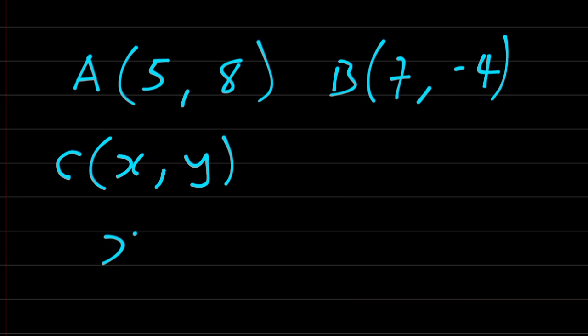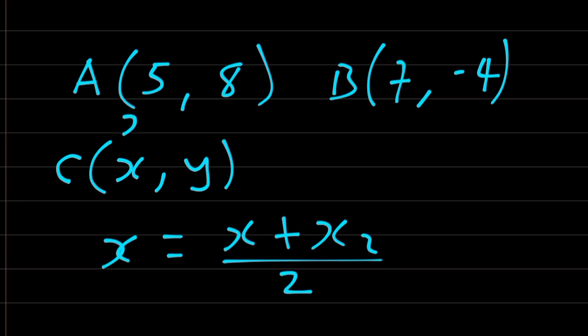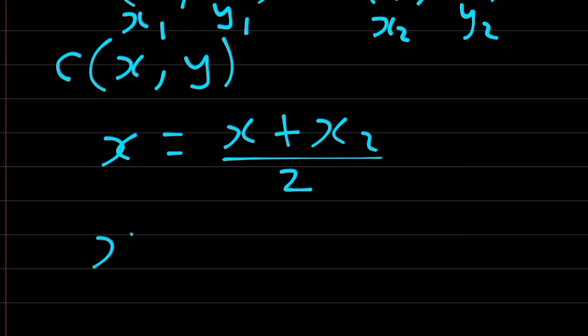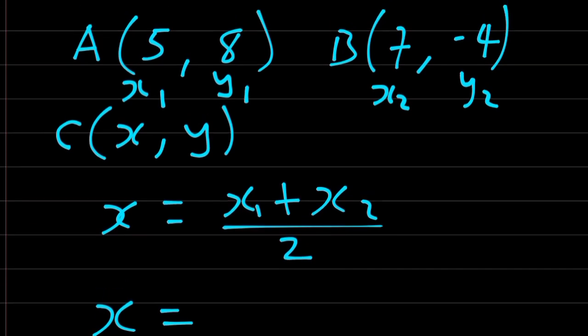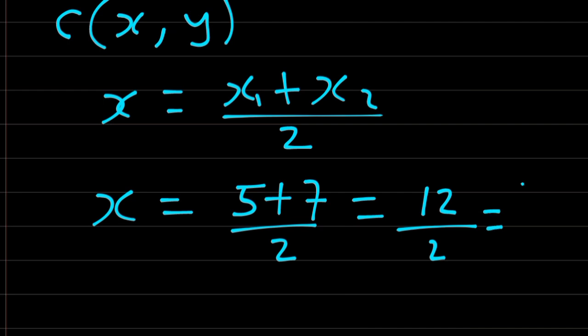So x will be equal to x1. Let's write the formula first. x1 plus x2 over 2. So where is my x1? 5 is my x1, 8 is my y1, 7 is my x2, and minus 4 is my y2. Therefore, the x coordinate will be equal to 5 plus 7 over 2. 5 plus 7 is 12 over 2. So that means the value of x is 6.